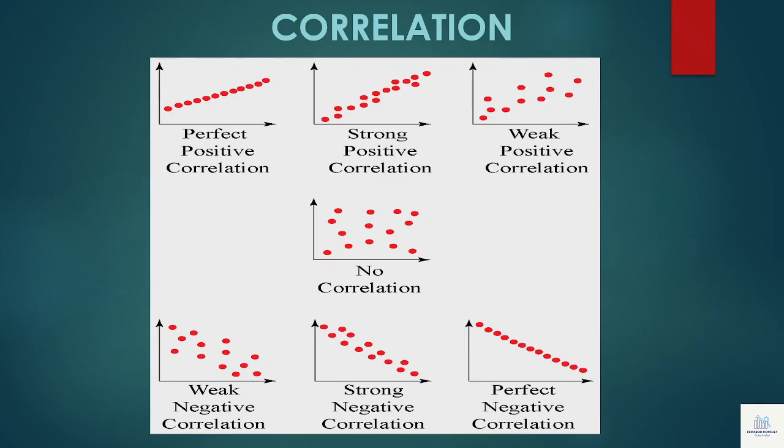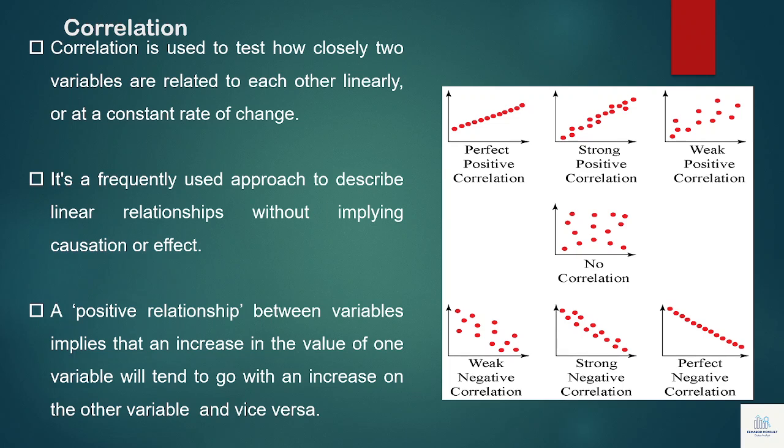Now, how do we explain this, and how do we find out this type of correlation in statistics? Correlation is used to test how closely two variables are related to each other linearly. That's very important. We look at what will happen to one if we increase the other. Will the other reduce or increase? For those of us who did proportion in maths, that's more like it. If you increase this, what will happen to the other? If you reduce, what will happen to the other?